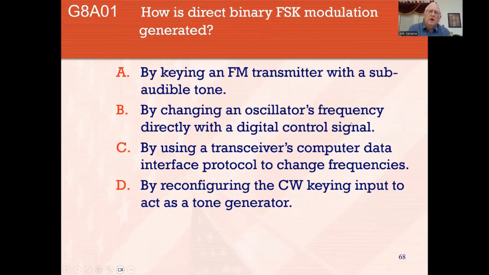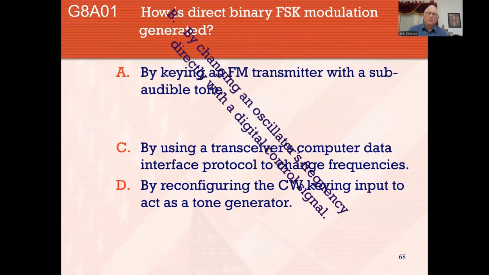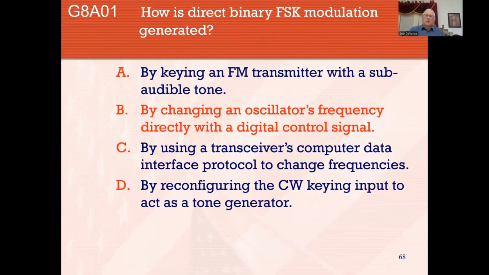Direct binary FSK modulation is generated by changing the oscillator's frequency directly with a digital control signal, or putting a little capacitance in there with it, so we shift the frequency ever so slightly. In this case, we're looking for the digital control signal because we are talking digital.